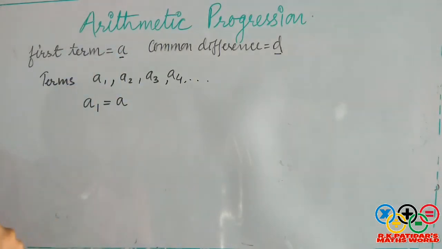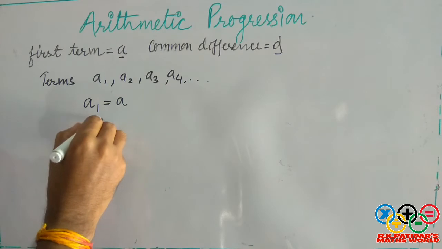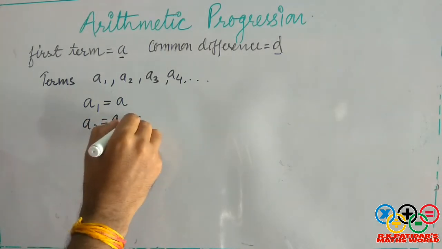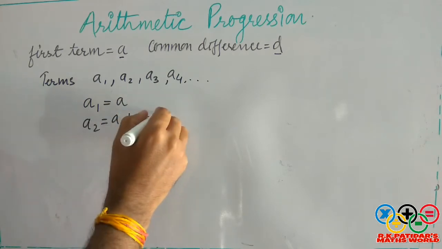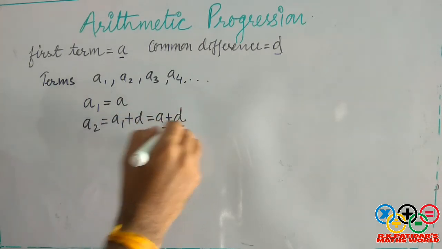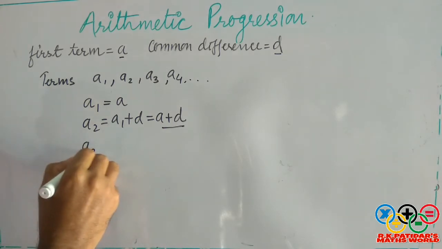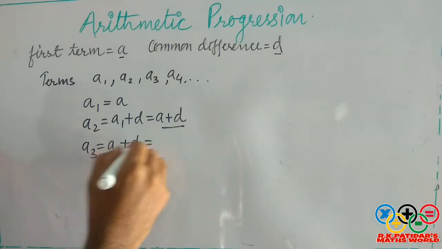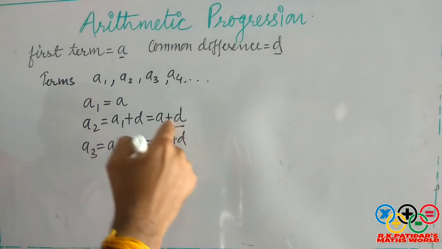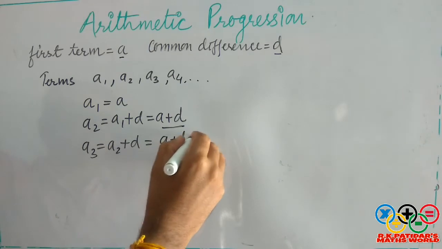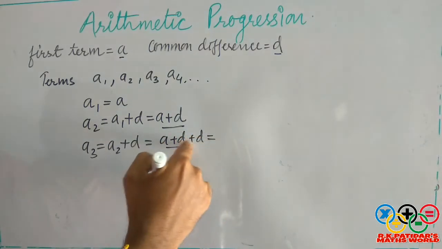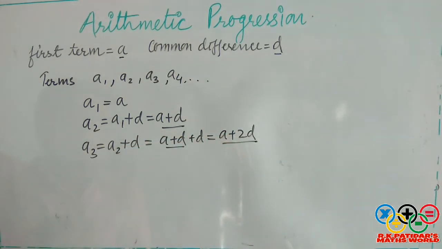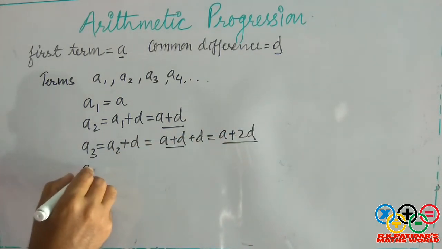A1 is the first term and first term is denoted by A. A2 is second term and it is obtained by adding D in first term, and first term is A, so it will be A plus D. Now third term, second term में आप D add कर दें तो you will get the third term. So second term is A plus D, ये सेकंड टर्म थी, इस सेकंड टर्म में हमने D ऐड कर दिया तो D plus D is 2D, so A plus 2D, this will be the third term.